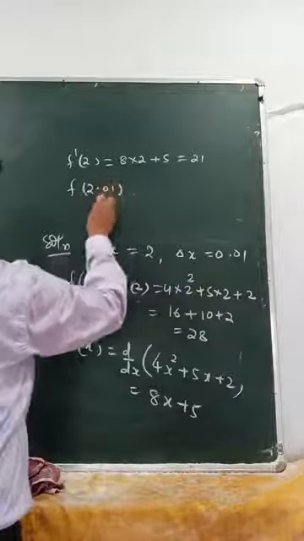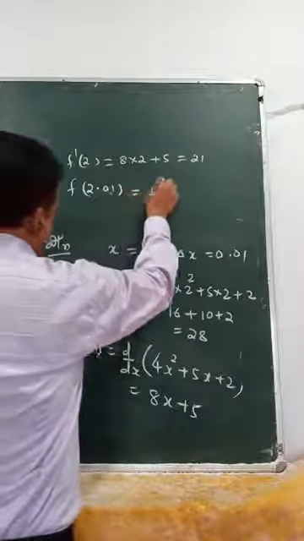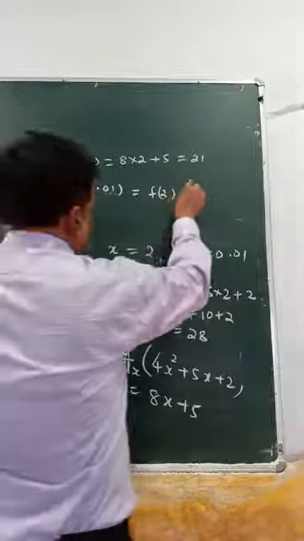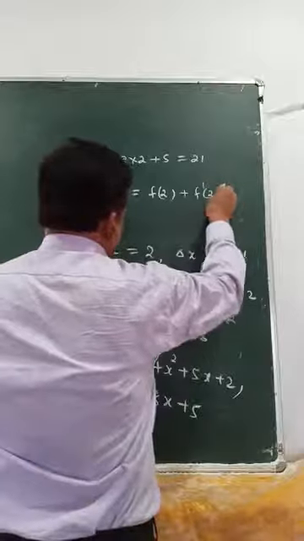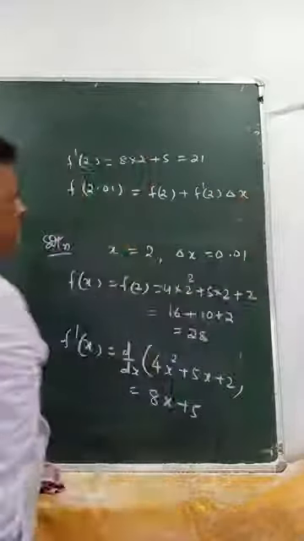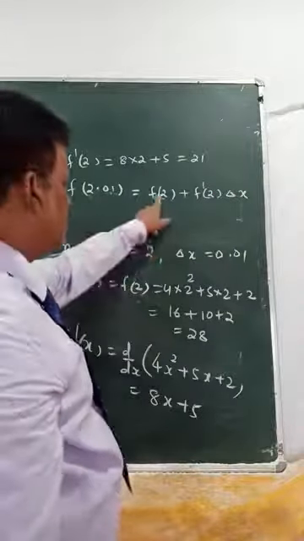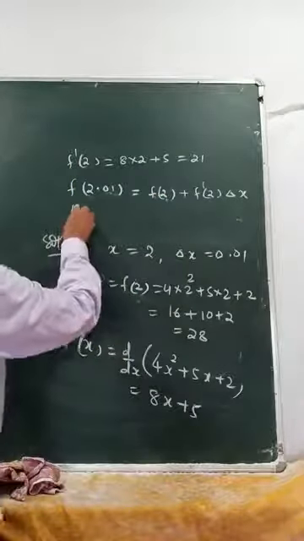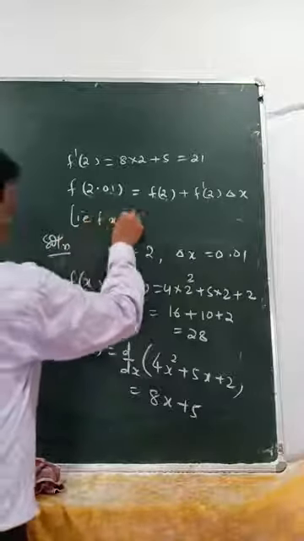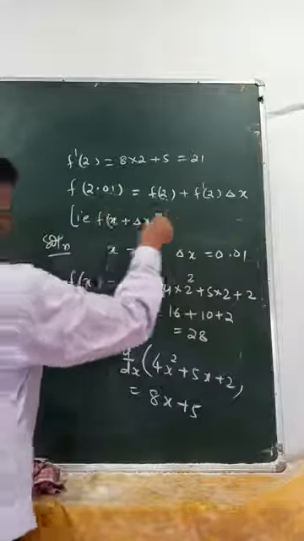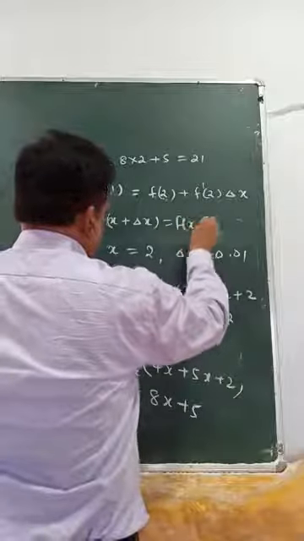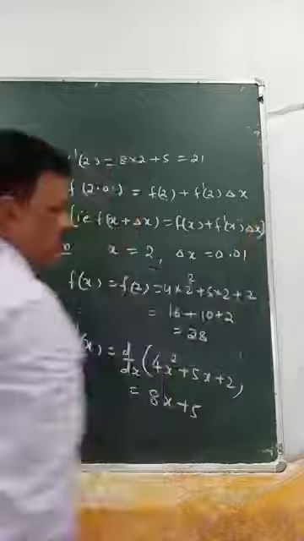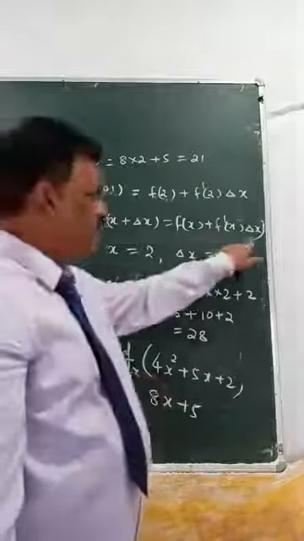Now f of 2.01 will be f of x plus delta x, that is f of 2 plus f dash 2 into delta x. What is that you are writing? That is f of x plus delta x equals fx plus f dash x delta x. This is what you want to find out, or not?